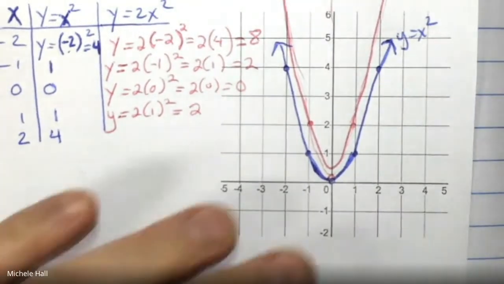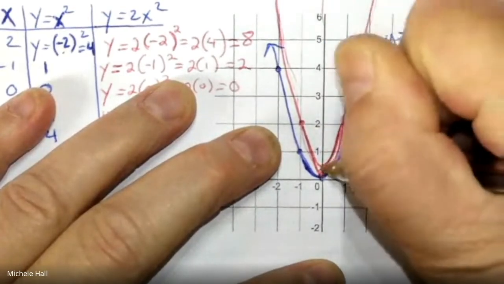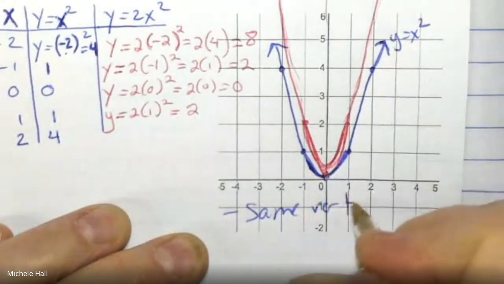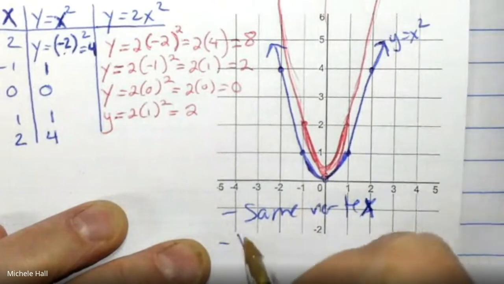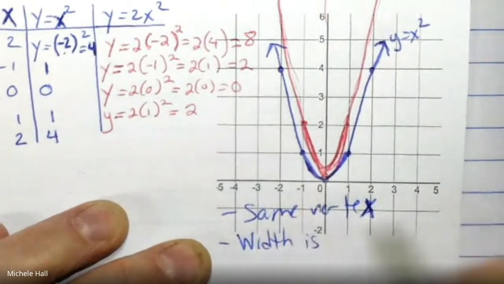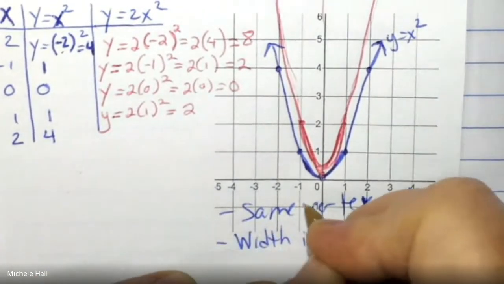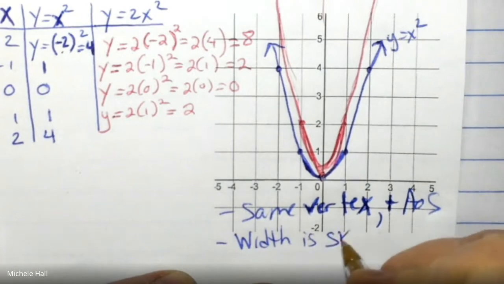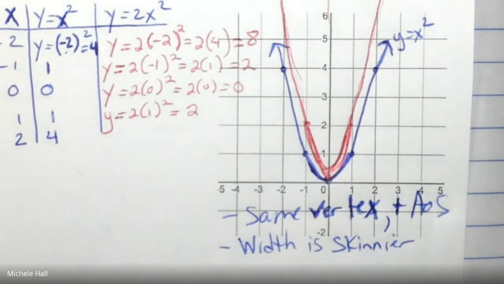Not according to my picture, though. Okay, so we have the same vertex. And that one is, the width is skinnier. Correct. Same vertex and AOS. Width is skinnier. Same vertex, same AOS. I think that's about it for that one.